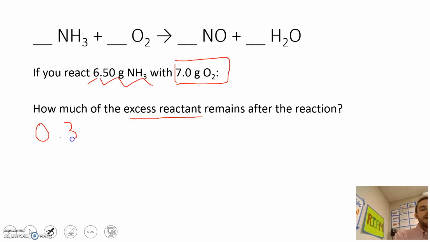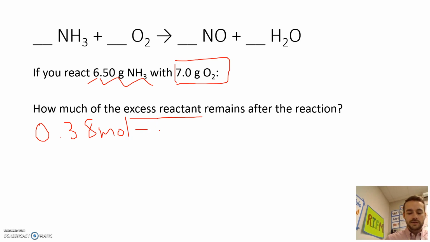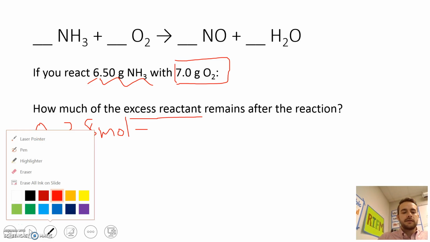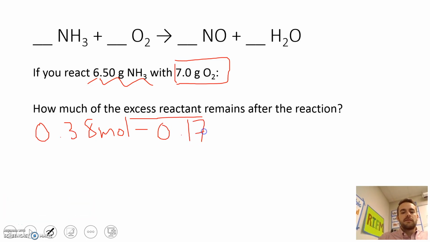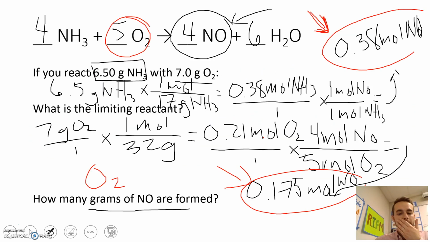So I'm going to take that number. That was 0.38 mole. That came from how much you should have made. I'm going to subtract from that the amount of actual reactant, 0.175, that was converted into product, and that's in moles. Why does that work? If we look back, here we made 0.175 moles of nitrogen monoxide. The ratio of nitrogen monoxide to NH3 is the same, so that's saying that we would have used that many moles of NH3 as well.